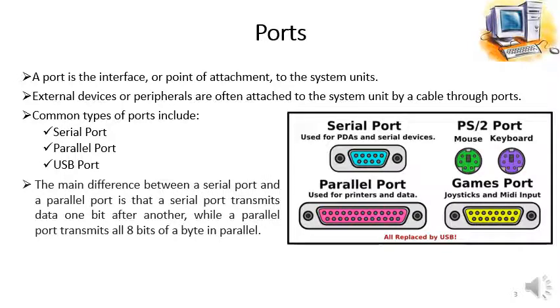The main difference between a serial port and a parallel port is that a serial port transmits data one bit after another, while a parallel port transmits all 8 bits of a byte in parallel. So this is the main difference: a serial port sends data one bit after another, means bit by bit, while a parallel port can send the whole byte, means a whole 8 bits at a time. So this is the difference between serial and parallel port.